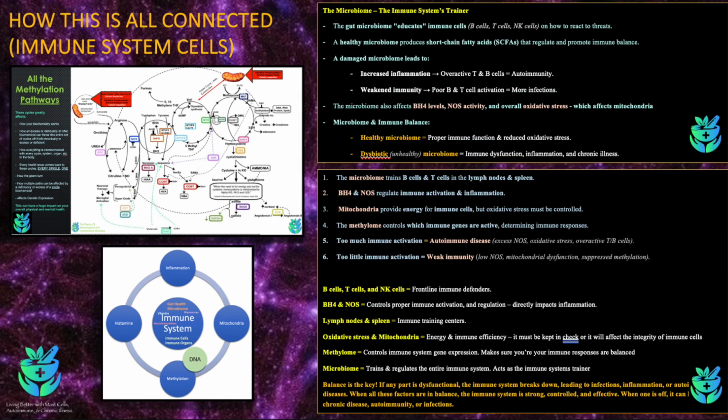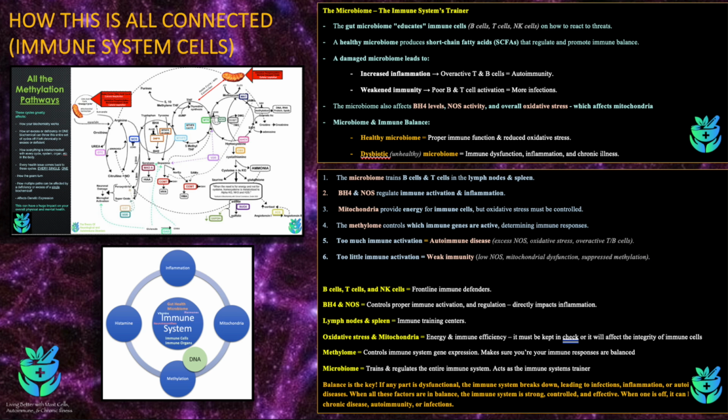The microbiome is the immune system's trainer. The gut microbiome educates immune cells, such as B cells, T cells, and natural killer cells, on how to react to threats. A healthy microbiome produces short-chain fatty acids that regulate and promote immune balance.